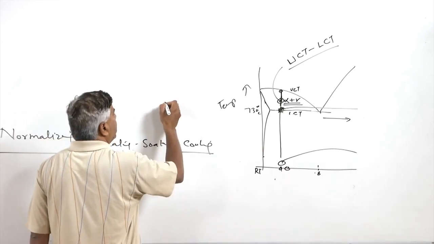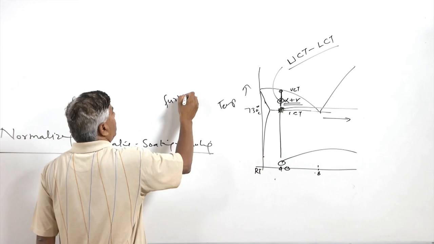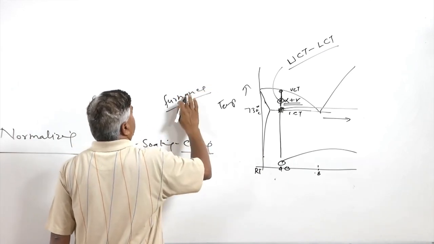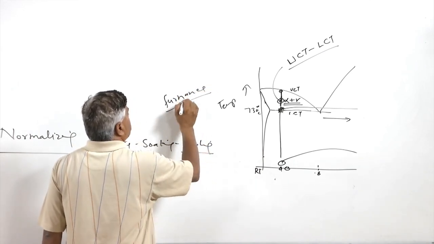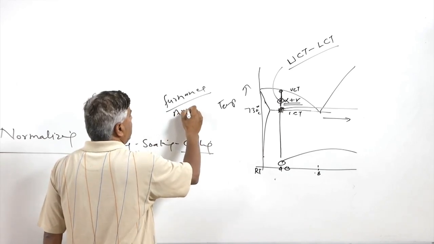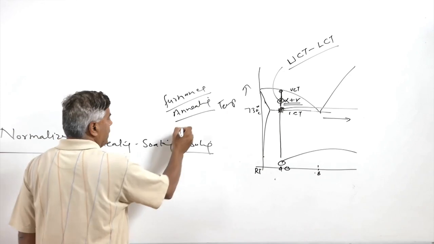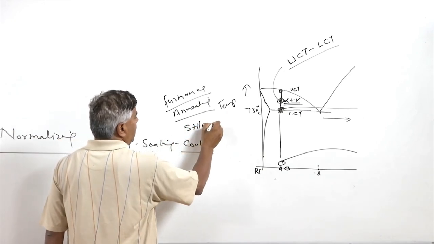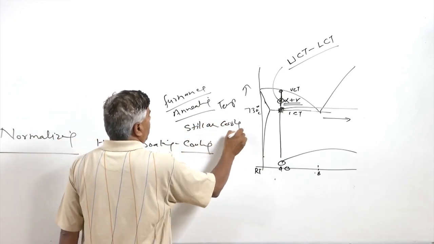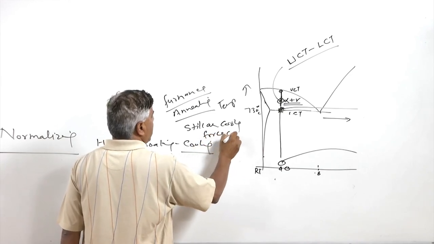Usually furnace cooling is carried out in case of annealing, but in case of normalizing, normally either still air cooling or forced air cooling is carried out.